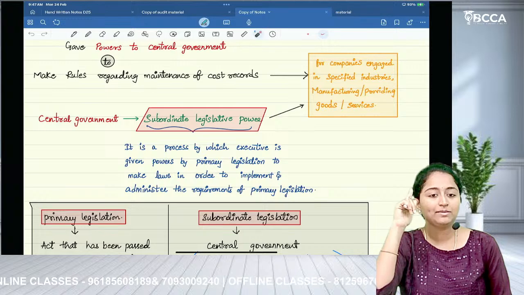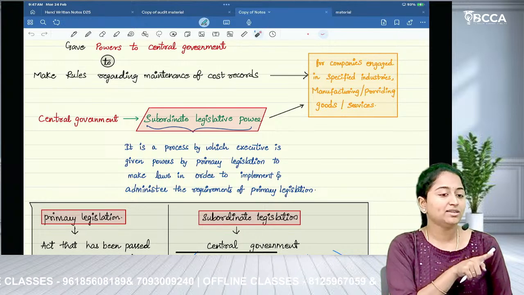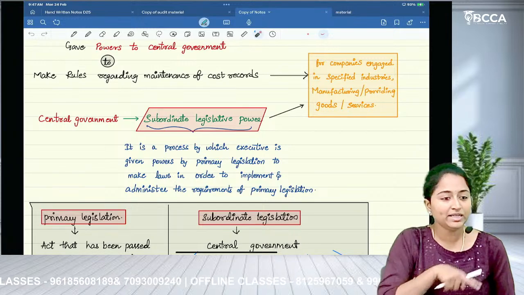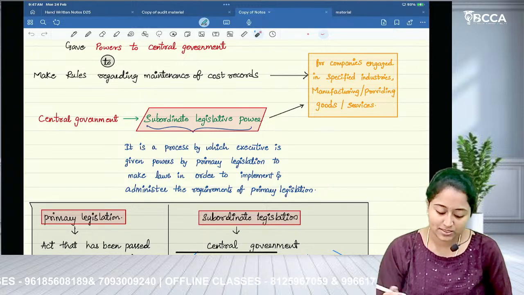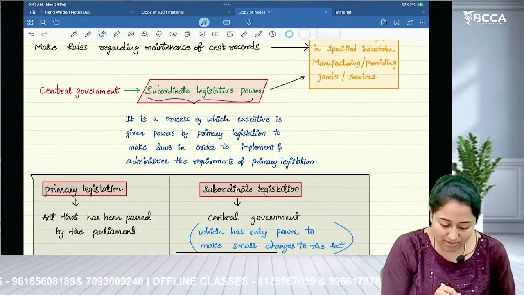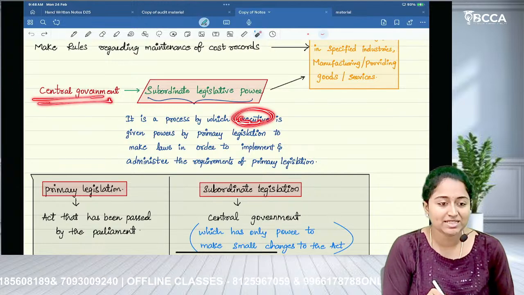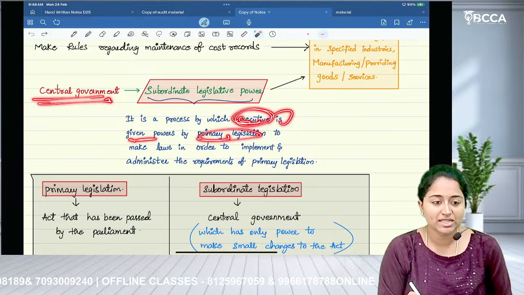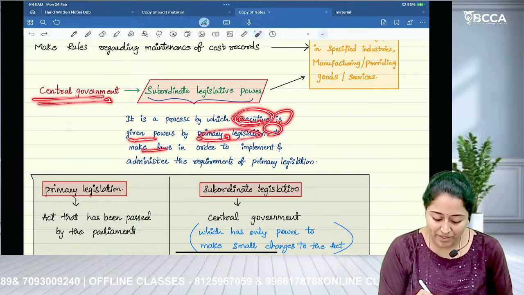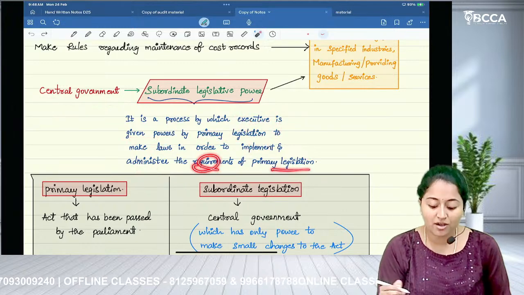Now, whatever Parliament Act has passed, that is a one-time thing. It is a one-time process. But whatever power is given to the central government, it is a continuous process. It will be done on a timely basis. So, it is the process by which the executive, which is nothing but the central government in this case, is given powers by the primary legislation, which is the Companies Act, to make laws in order to implement and administer the requirements of primary legislation.